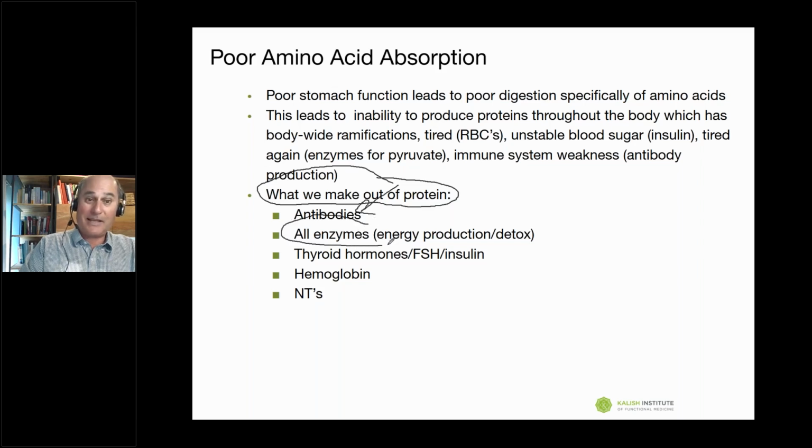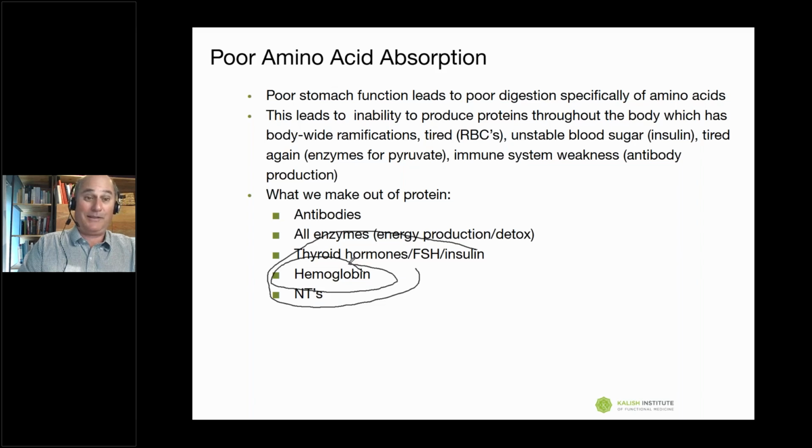All enzymes, the enzymes that have to do with the citric acid cycle, all of those are proteins. If you don't have enough amino acids, your mitochondria are going to fall apart. You're going to be tired all the time. The list goes on and on and on. Hemoglobin, just to carry oxygen around, you have to make proteins. Hemoglobin is a protein. If you don't have enough amino acids, you're not going to be able to make enough hemoglobin, and then your whole body is going to be oxygen poor, okay? Your neurotransmitters, all of these things rely on amino acids for production.